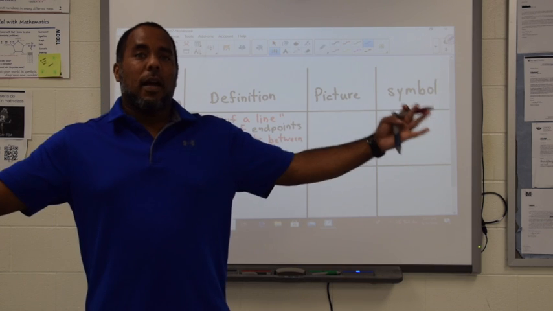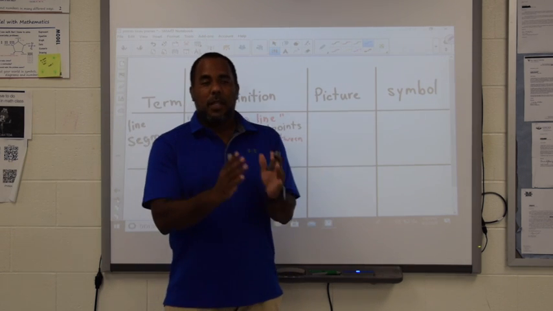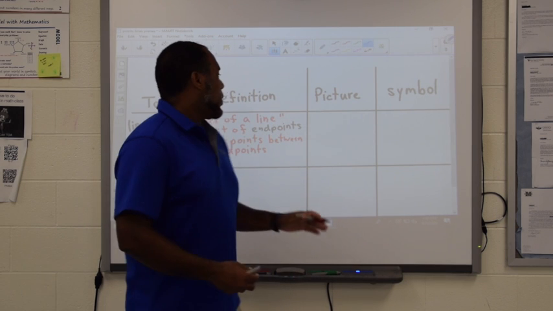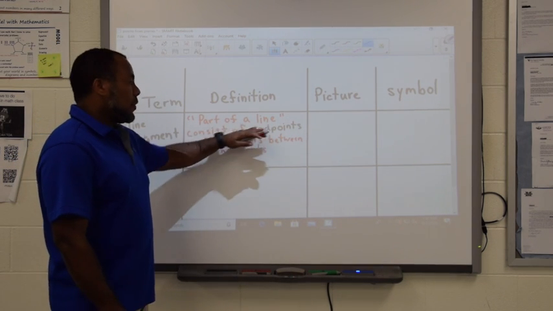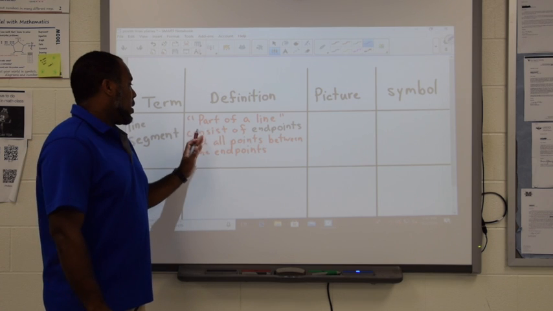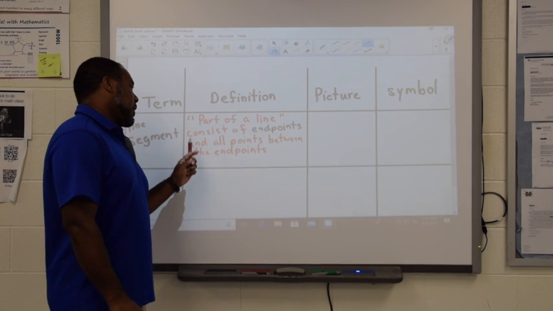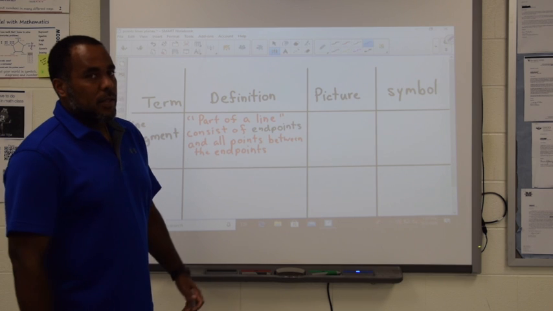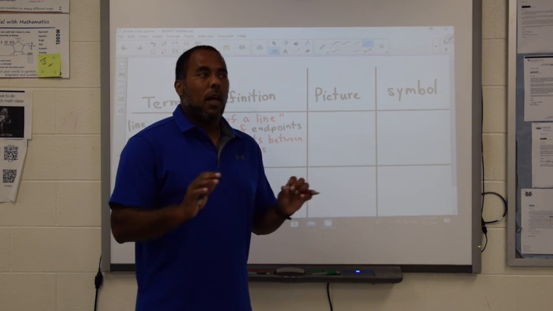Now we can take a line. Lines are infinite, and we can break them up into pieces. Most of our work in geometry will actually have to do with line segments. It's just part of a line. Our formal definition is that it consists of endpoints and all points between the endpoints. It's a lot of words, but really what it means is part of a line.